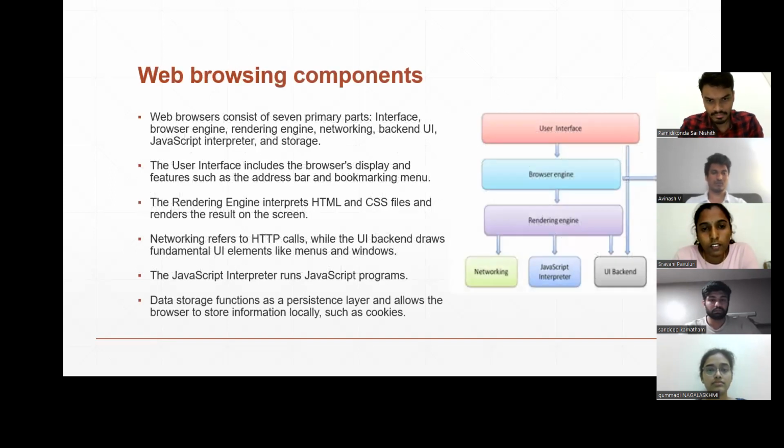So in web browsing, there are 7 components. They are user interface, browser engine, rendering engine, networking, JavaScript interpreter, UI backend, and database persistence. User interface includes browsing display and some features such as address bar and bookmarking menu. Networking refers to HTTP calls, while the UI backend draws fundamental UI elements like menus and windows. Data storage functions as a persistence layer and allows the browser to store information locally, such as cookies. Next slide, please.